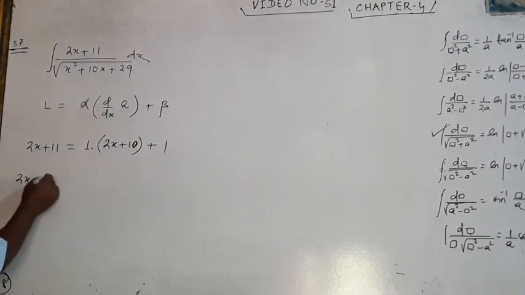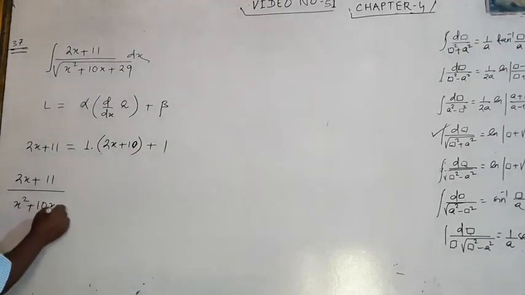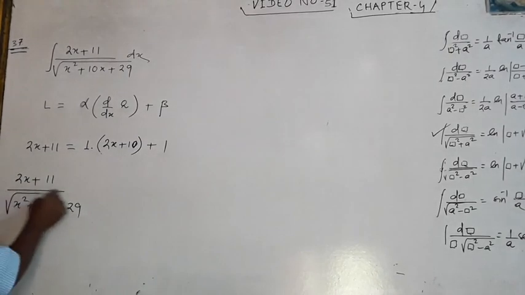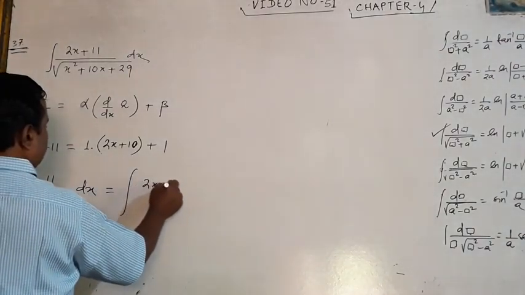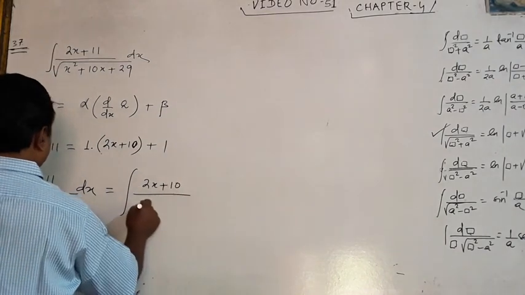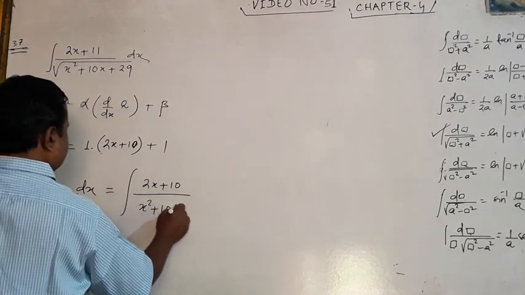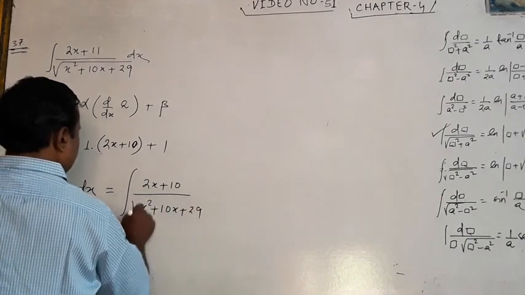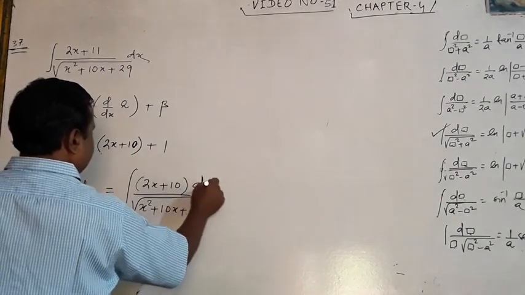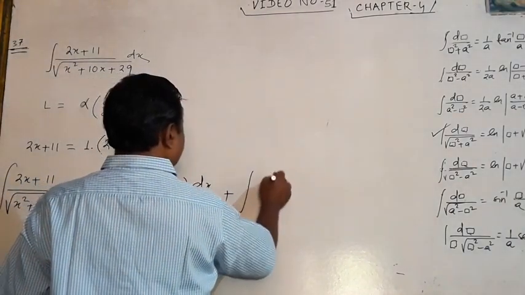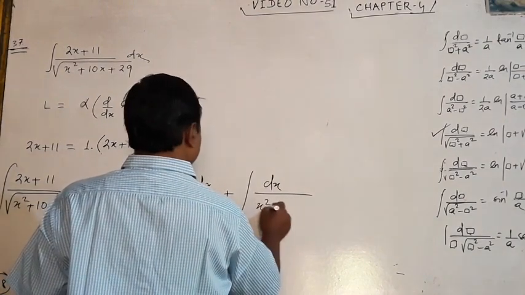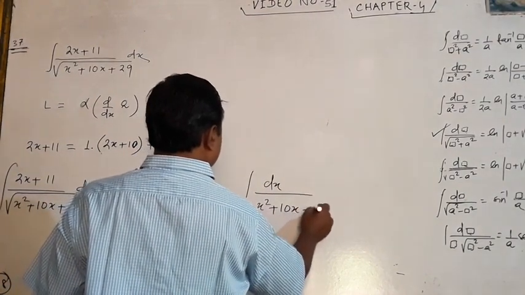You have to divide 2x plus 11 by root over x square plus 10x plus 29, dx is equal to (2x plus 10) by root over x square plus 10x plus 29. This is a very important problem, mind it. Plus, only one dx, that is dx by root over x square plus 10x plus 29.